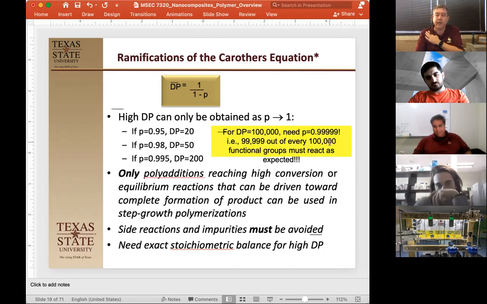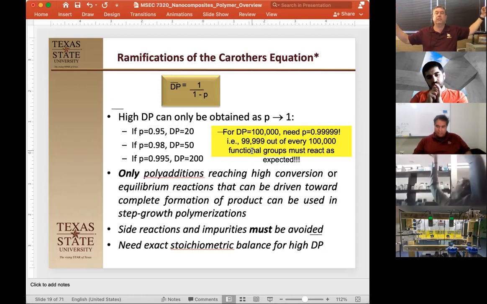99,999 out of over 100,000 functional groups must be reacted as designed or expected to get to a DP of 100,000. And then of course you can multiply the molecular weight of the repeat unit by the DP, and that gives you the molecular weight of the polymer itself.